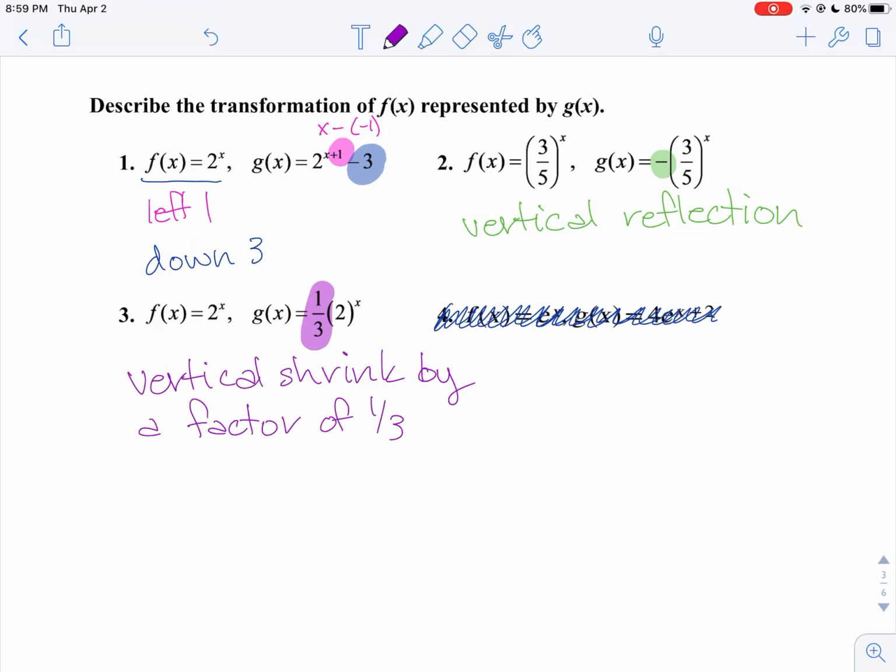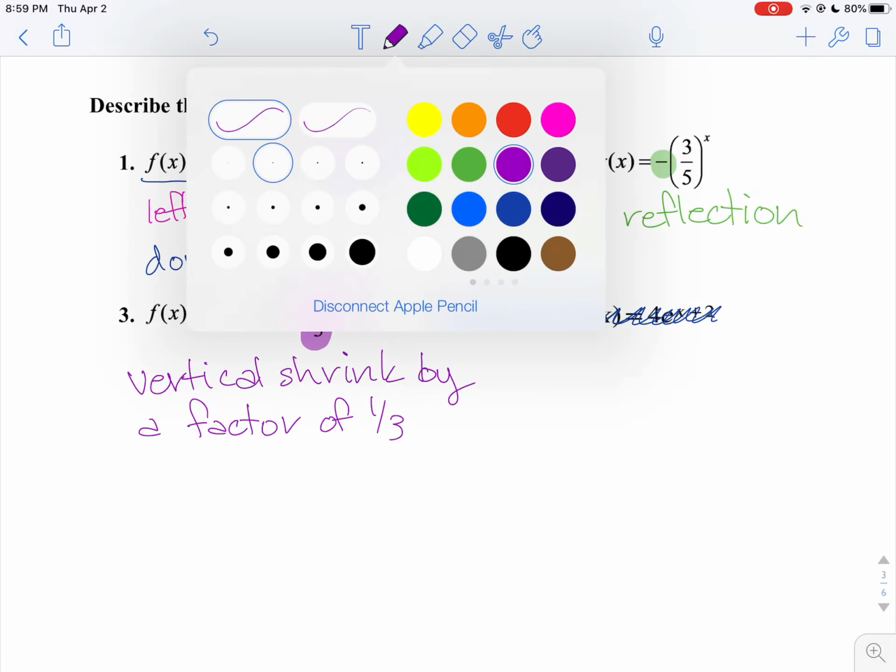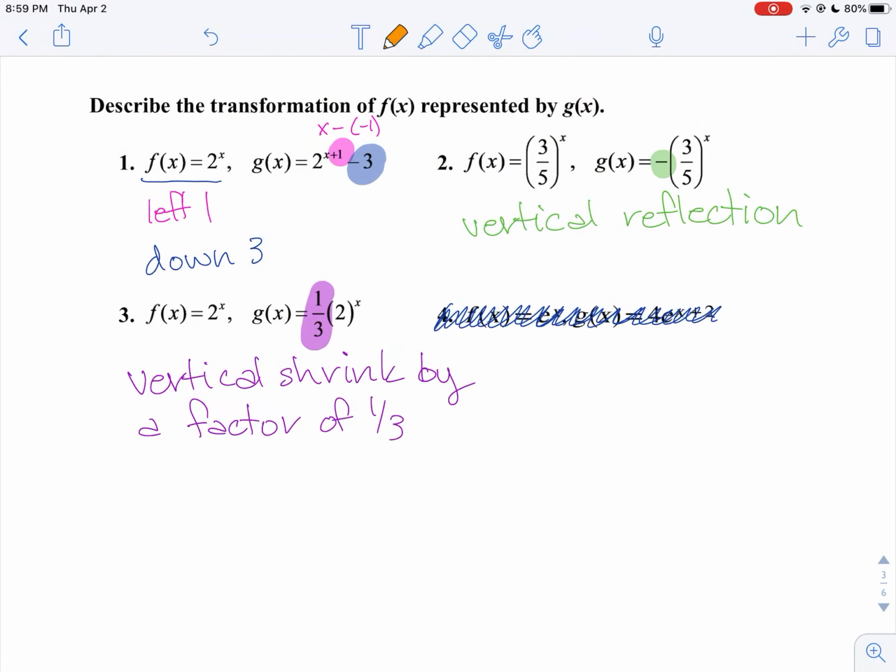Okay. Just for fun, can we also decide if these are exponential growth or exponential decay functions? Because that's still something you should know how to pick out. So in number 1, because the base of my exponential function, the thing that's holding up the exponent, is 2, then I know that this function, because that base b is bigger than 1, is going to be an exponential growth.